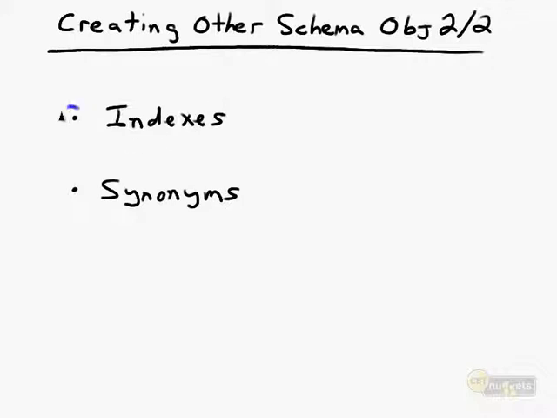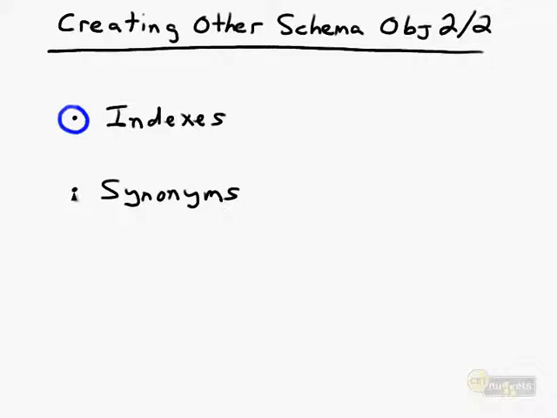The first of these are indexes. Indexes are used to dramatically improve the performance of some queries. Now notice I said some. One of the objectives for this nugget is to teach you not only what indexes are and how to create them, but also when to create them and when not to create them. That's an important fine-tuned skill.